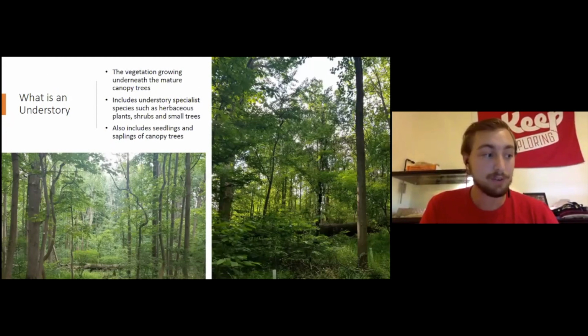So like I said, we are focusing on understory trees and shrubs today. So first off, what is an understory? It's really the vegetation growing under the mature canopy trees, those really tall, almost 60 feet plus tall trees. The understory includes specialist species like herbaceous plants, shrubs, and small trees like our flowering dogwood, but it also includes the seedlings and saplings of canopy trees, the babies and teenagers of the trees that once they are mature will create that nice dense canopy for these understory trees to thrive in.